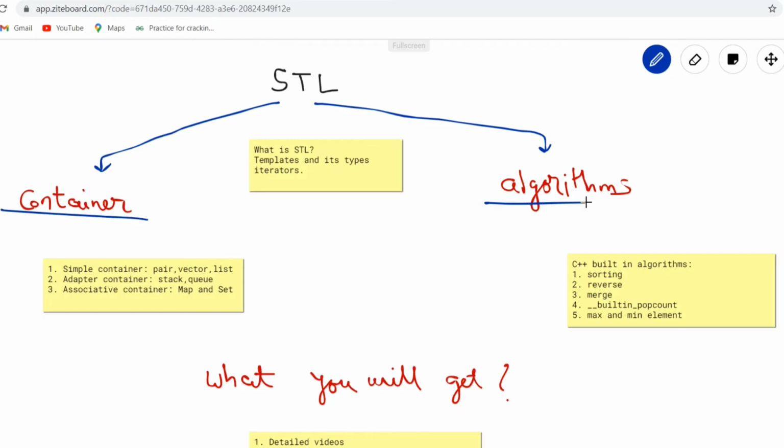as well as we are going to understand why we need container, what is the advantage of template in C++. Probably the next section is the algorithm section, where we perform some algorithmic approaches to solving a particular problem like sorting, reverse, merge, built-in pop count, and built-in functions for finding the maximum and minimum element.